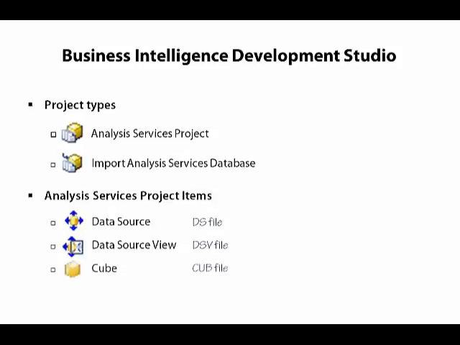A project will have at least one cube file in it, and at least one dimension, although most cubes have multiple dimensions. We also have at least one role file that we use for setting user access permissions.